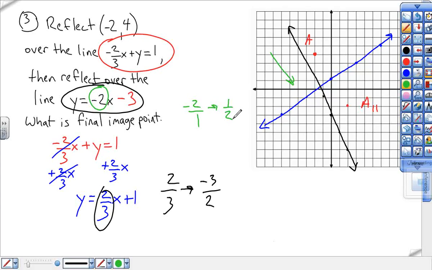So to reflect that A point, and again, I'm sorry, this is A prime, A1. I'm going to approach that line, coming in this direction at -3/2, but for that slope, I'm coming to the right, over 2, down 3. And again, there's nothing over here, so I need to stair step the other way. Up, right, up, right, up.